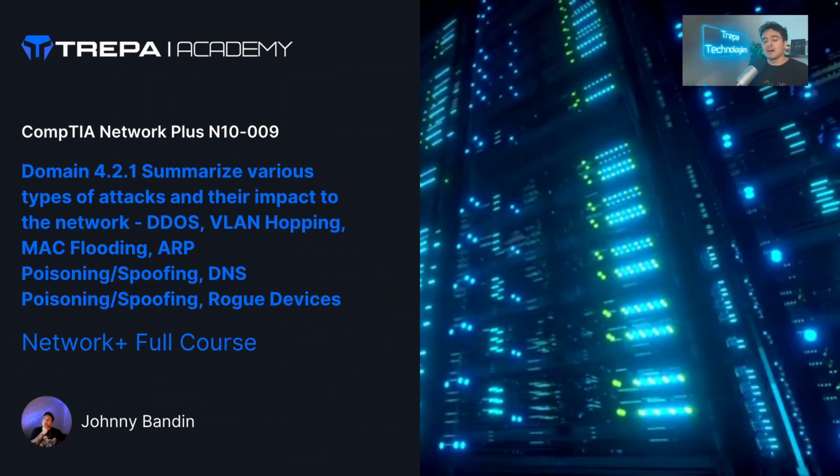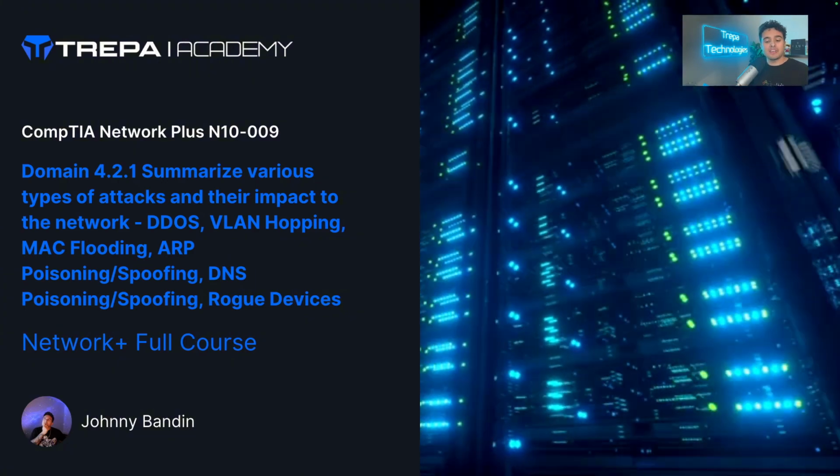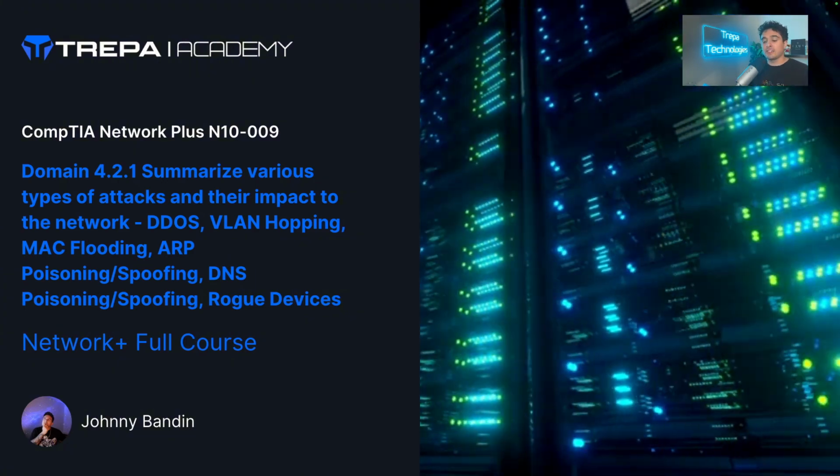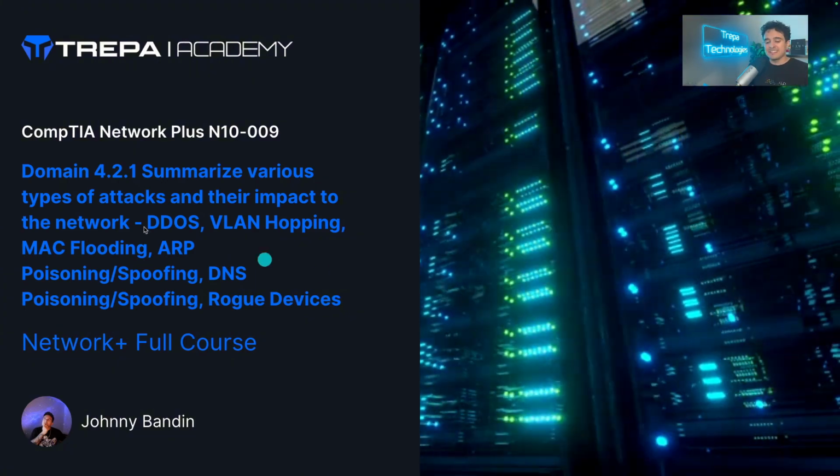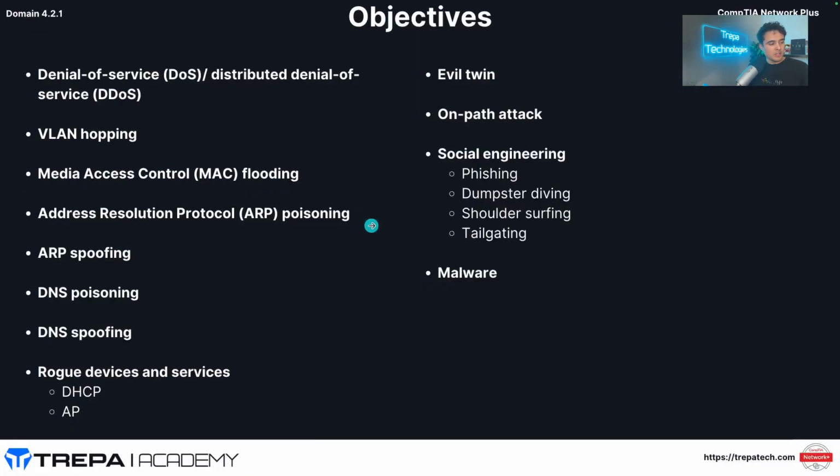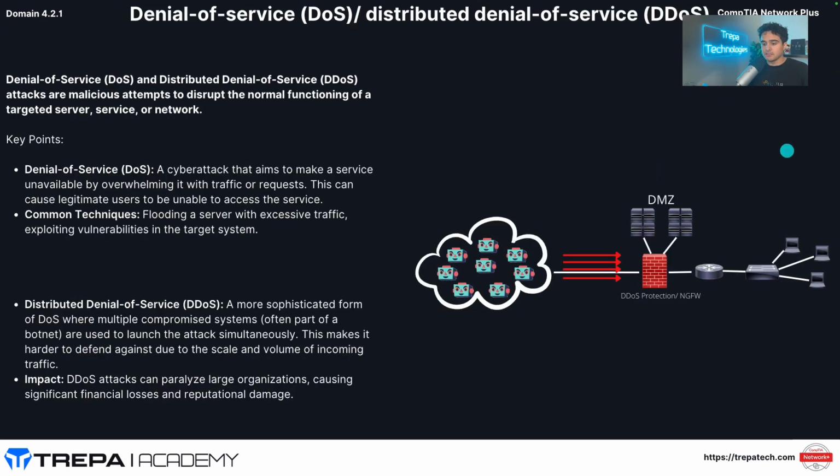We're going to go over VLAN hopping, MAC flooding, ARP poisoning and spoofing, DNS poisoning and spoofing, and then also go over rogue devices. Okay, so we're going to be going over the objectives on the left in this video. Next video, we'll go over the objectives on the right.